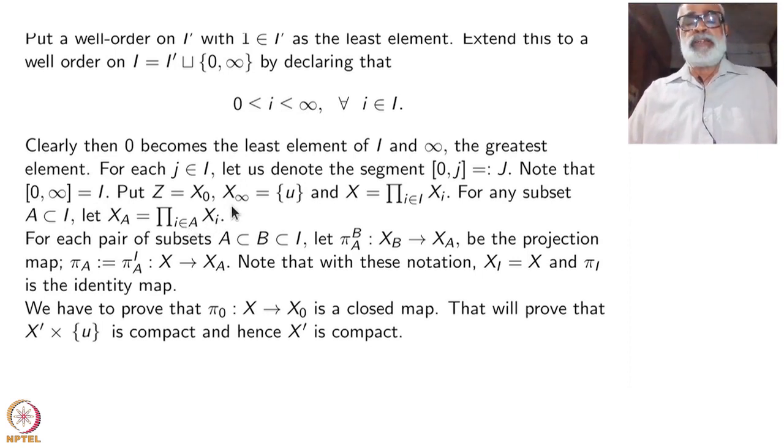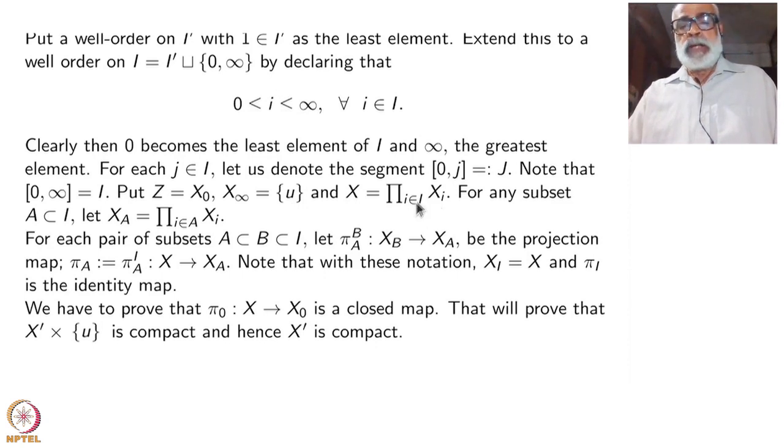Okay. Now, another small trick. I want to prove that for an arbitrary space Z, the projection map Z cross X prime to Z, where X prime is a product, is a closed map, right? So I want to change the notation here. Put Z equal to X naught now. And X infinity, I choose another space, namely a singleton U, which is a harmless thing. Okay. It's anyway compact. This is not compact and it's not supposed to be compact anyway. Okay. Now take X to be the product of all these Xi's.